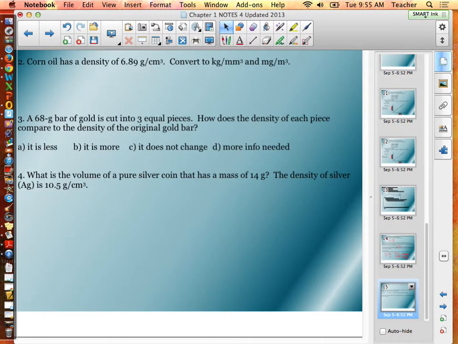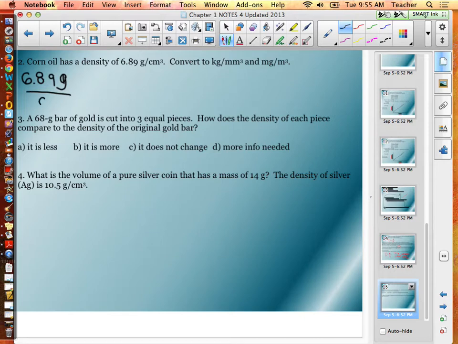And then the last slide we're going to do is a couple more problems. Number 2 is we're given a density and they're asking us to convert it, and we're just going to do one of them. We won't do both. You can try the other one on your own to make sure you can get it. We have corn oil, which has a high density. It's very thick, and we're going to convert it. Let's convert it to the first one. What you'll see here is we have 6.89 grams on top over centimeters cubed, and we need to go to kilograms per millimeter cubed. So it's going to be a 2-step situation.